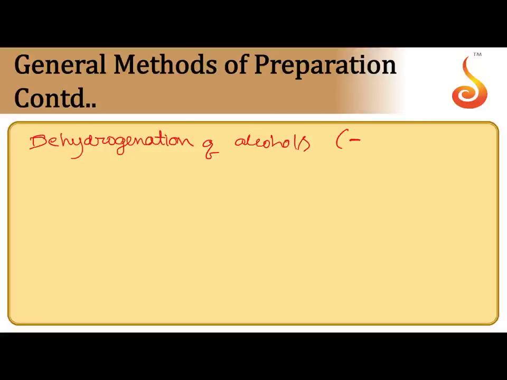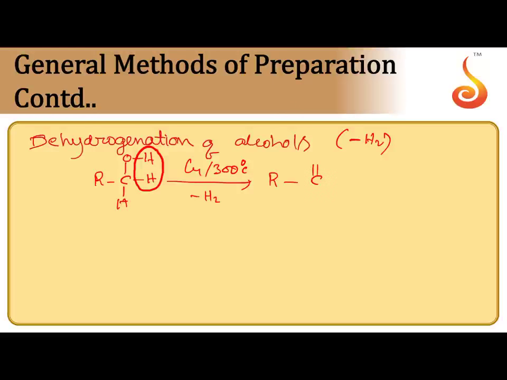Dehydrogenation of alcohols, removal of H2. Same procedure. When hydrogen is removed, H2 is removed by heating with copper at 300 degrees centigrade. 2 hydrogens are removed. So this is not an oxidizing agent because it is not supplying oxygen. Then one H2 molecule is removed. We can get aldehyde from primary alcohol.